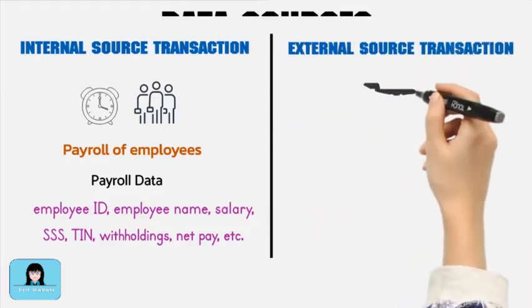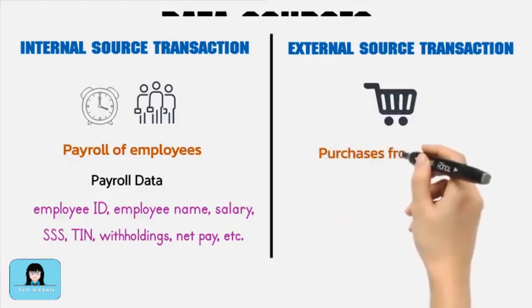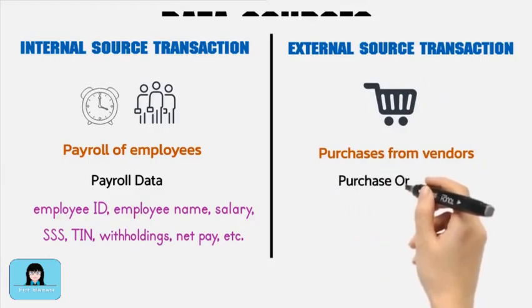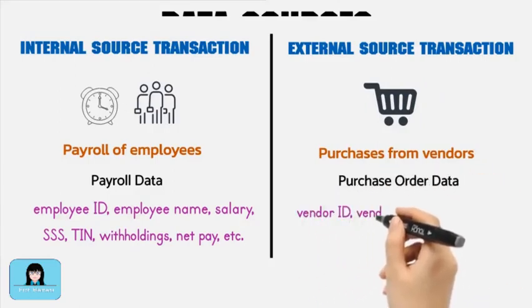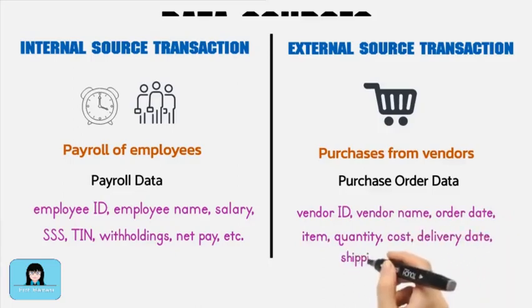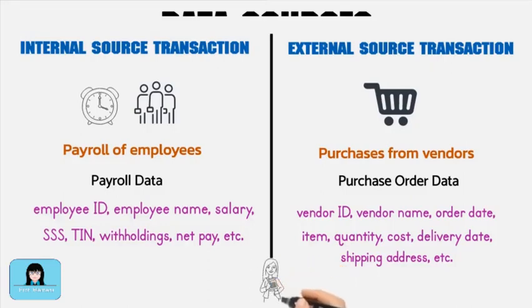An example of an external transaction is the purchase of goods from a vendor. Data from this transaction include a vendor ID, vendor name, order date, items ordered, quantity, total amount of purchases, delivery date, and shipping address.